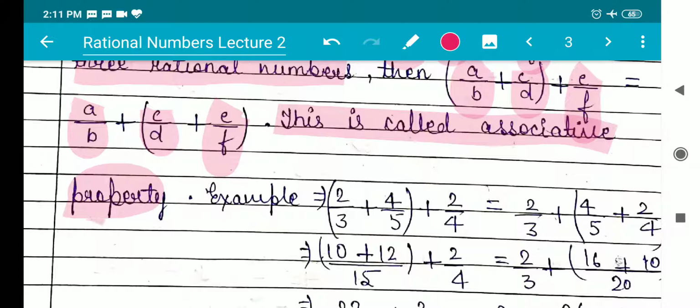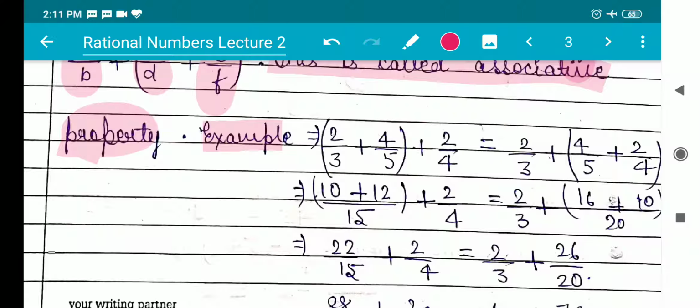It means that a by b plus c by d under bracket, plus e by f, is equal to a by b plus c by d and e by f under bracket. Example, we have three rational numbers. First one is 2 by 3, second one is 4 by 5 and third one is 2 by 4. We put the first two rational numbers inside the bracket. So we have 2 by 3 plus 4 by 5 under bracket plus 2 by 4 is equal to 2 by 3 plus under bracket 4 by 5 plus 2 by 4.